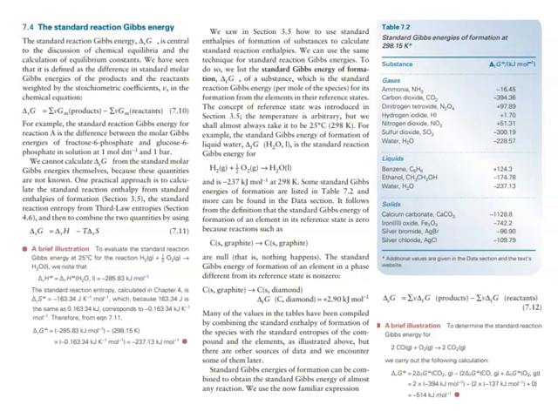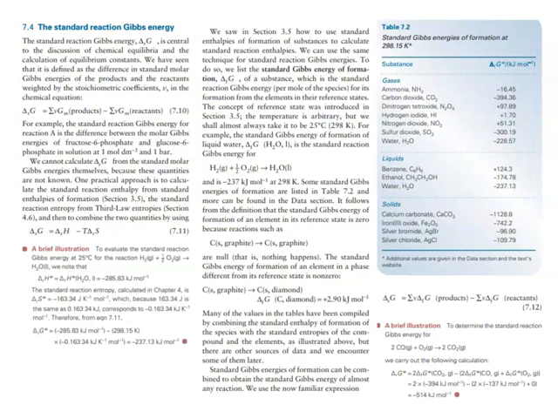Now, if you've moved through that example, we saw in section 3.5 how to use standard enthalpies of formation of a substance to calculate standard reaction enthalpies. We can use the same technique for standard reaction Gibbs energies. To do so, we list the standard Gibbs energy of formation, delta G, F, of a substance, which is the standard reaction Gibbs energy per mole of species for formation from the elements in their reference states. The concept of reference state was introduced in 3.5. The temperature is arbitrary, but we shall almost always take it to be 25 degrees Celsius or 298 Kelvin.